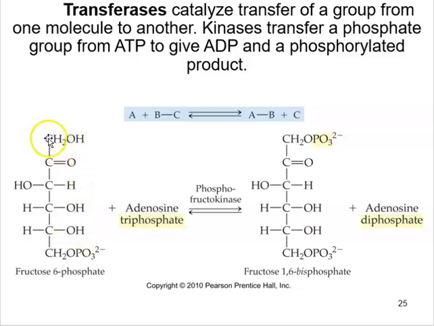This end alcohol group on this fructose 6-phosphate sugar, we're going to transfer the phosphate group from the ATP to this alcohol group on the sugar, and phosphorylate it. So now we have diphosphorylated fructose 1,6-bisphosphate, or 2 phosphate groups. We have one on this end, one on this end. So a lot of times transferases are also subclassed and named as kinases. So they transfer specifically phosphate groups.